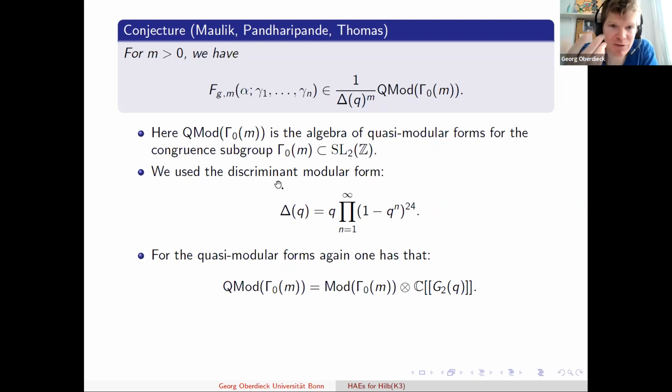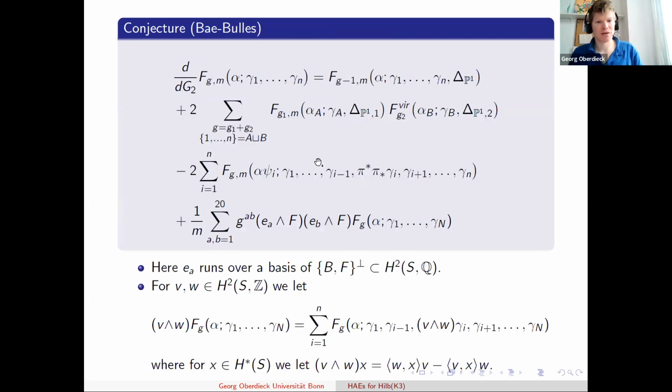And so maybe to make the story short, this gives you a finite generation statement for this series. And then as before, you have a certain splitting. The algebra of quasimodular forms again has G_2(q) in it as a free generator. So it is just a polynomial algebra in G_2 over the algebra of modular forms. And then as before, you can say what is the dependence of this series on the G_2. So this is the following conjecture. This was first proven for m equals 1 in work of myself with Aaron Pixton, and then later on Bae and Buelles proposed this generalization for higher m.